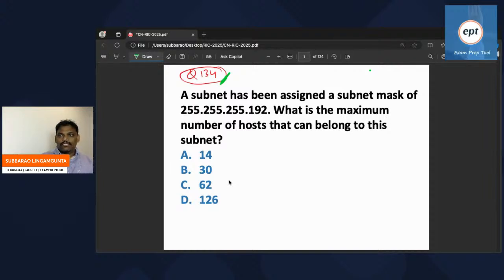Can anyone guess? Is there anyone who can give the answer? Let's see. Anyone? The subnet mask is given, and it is asking, by seeing this subnet mask, how many hosts it can accommodate.